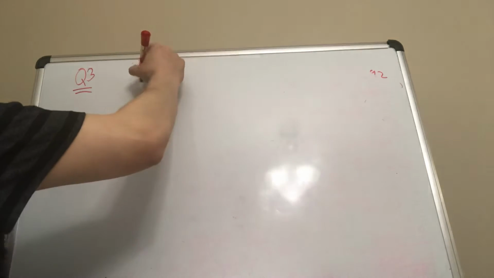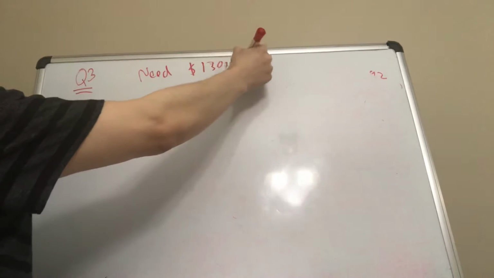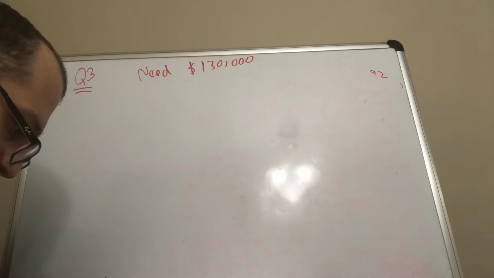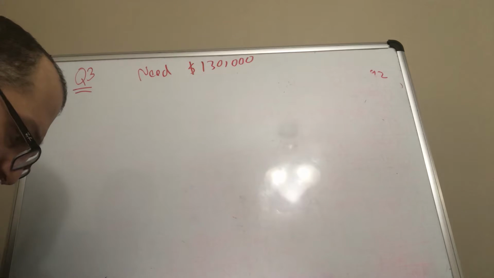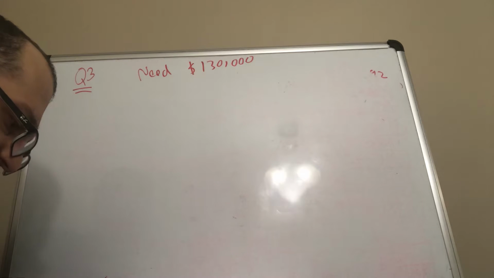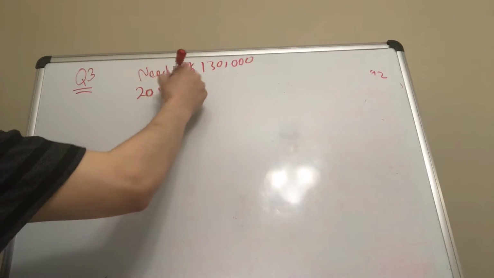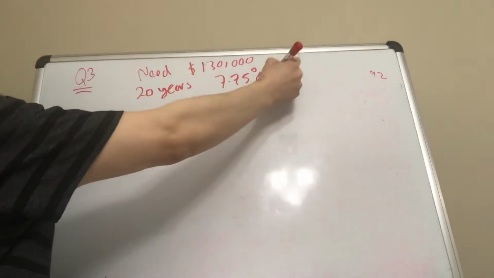So they need $130,000 to buy the house. The interest rate for such a mortgage over 20 years is 7.75% monthly. So 20 years, 7.75% monthly.